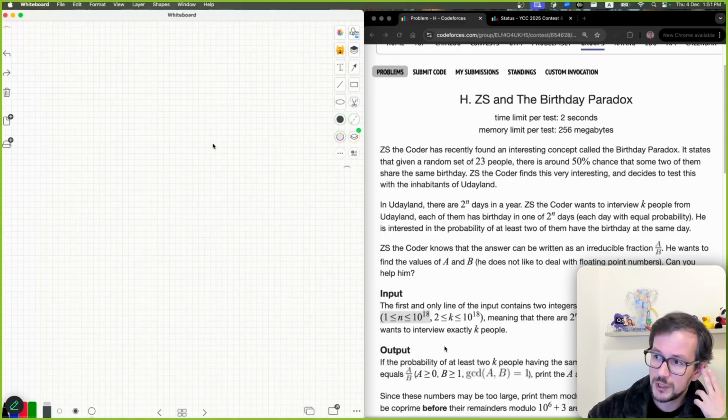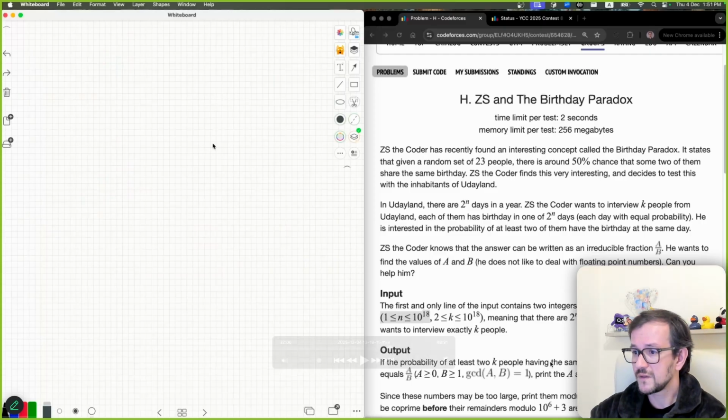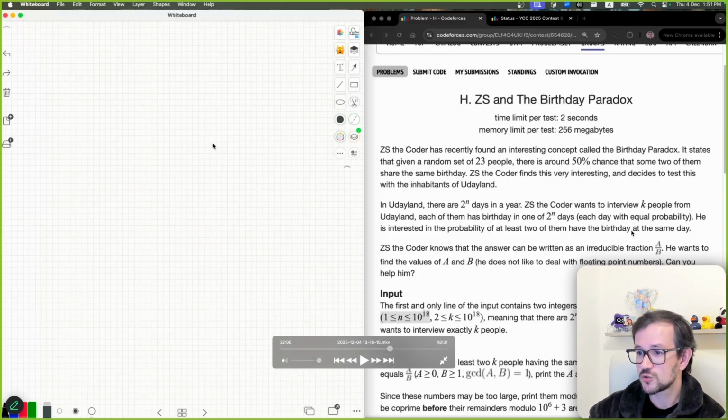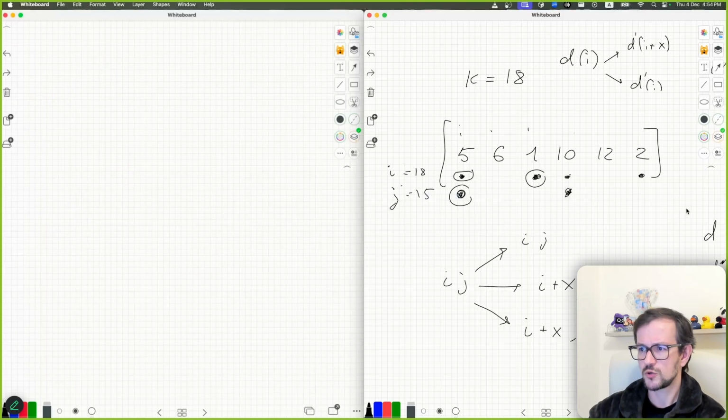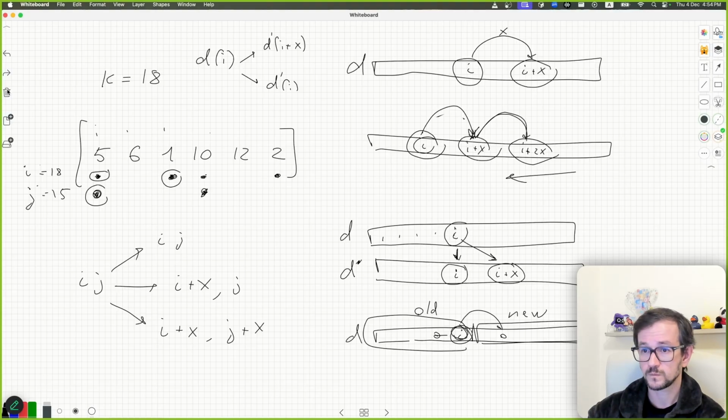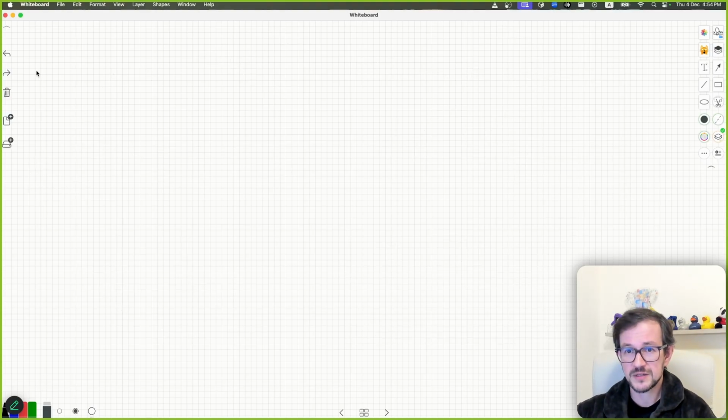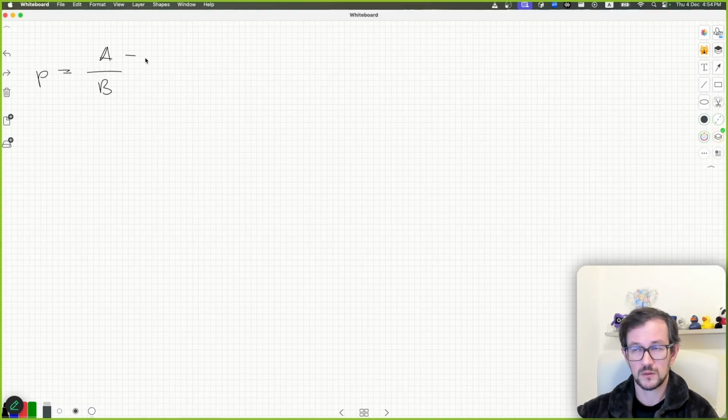First of all, we need to find some probability. And they tell us that the probability should be an irreducible fraction. How do you calculate probability? You calculate the number of total cases and the number of good cases. Let me draw a new problem. So probability is A divided by B. A is the number of good outcomes, they call them outcomes in probability theory. And B is the total number of outcomes.